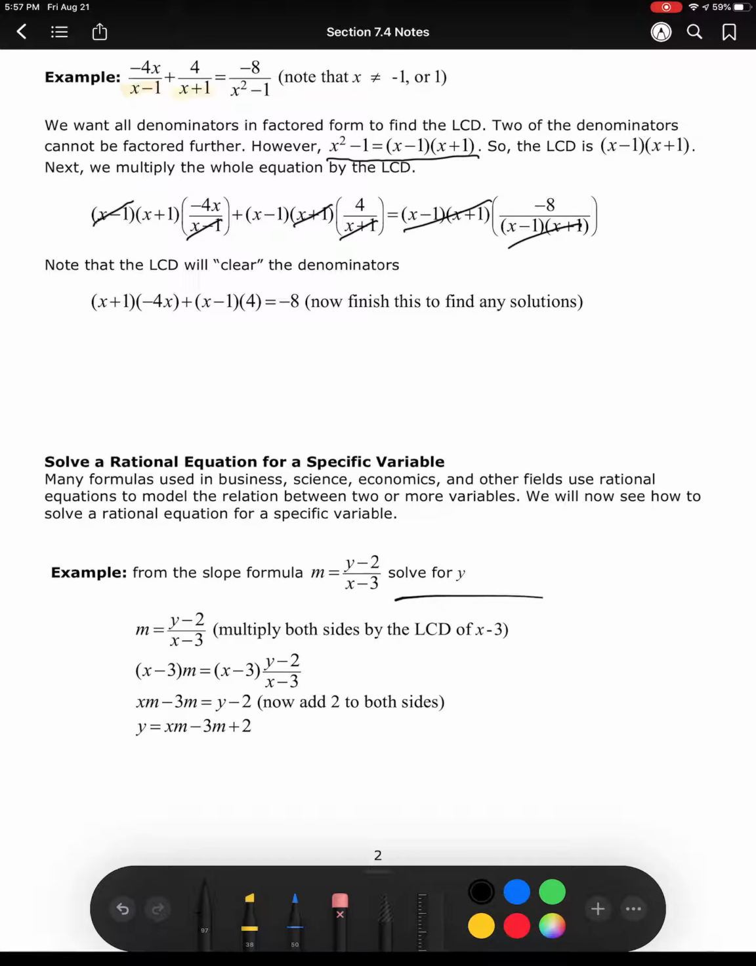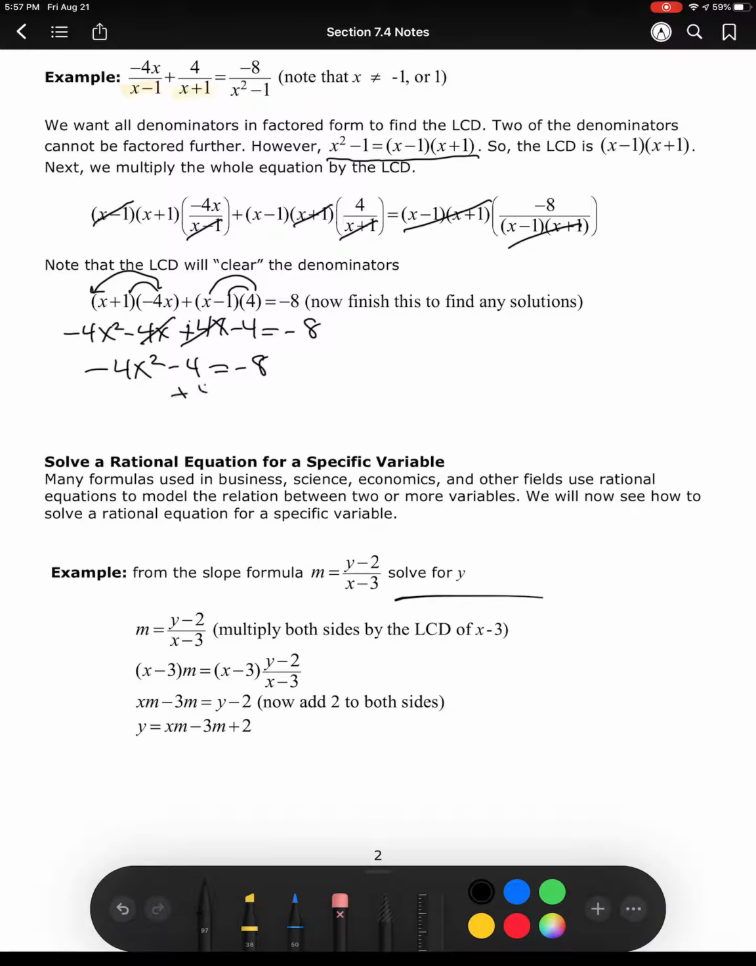So we can go ahead and finish this. If I distribute the minus 4x to the x and to the 1, I get negative 4x squared minus 4x. Distribute this one through, gets 4 plus 4x minus 4 equals negative 8. The minus 4x and the plus 4x are 0. So I have minus 4x squared minus 4 equals negative 8.